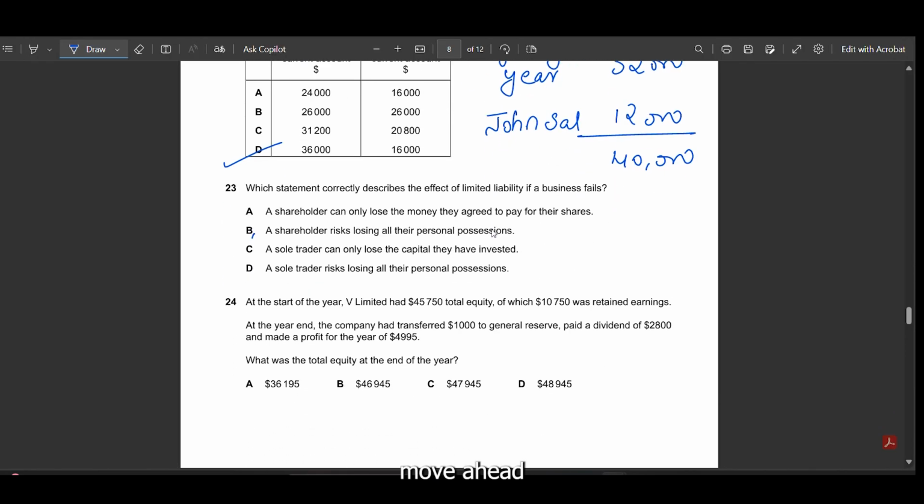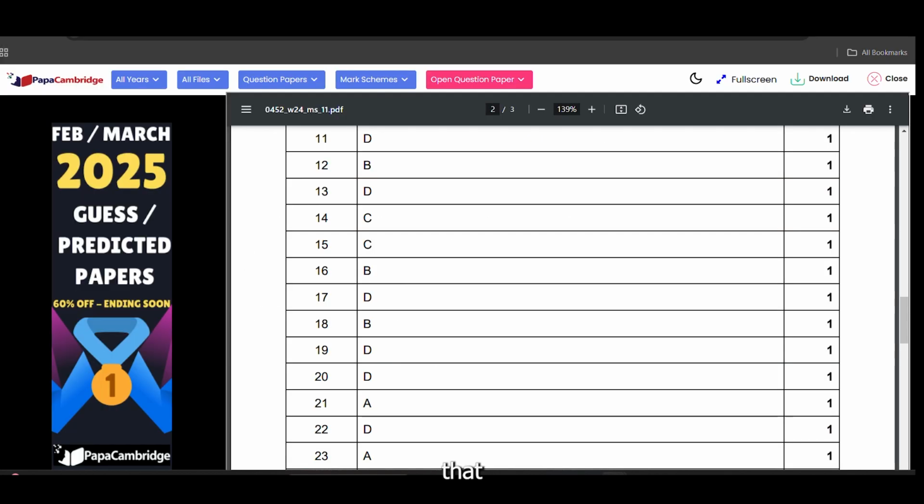Alright, let's move ahead with the next question. Which statement correctly describes the effect of limited liability if a business fails? Again, a nice question. A shareholder can only lose the money they agreed to pay for their shares. Okay, the question is on limited liability, so that's true. Let's also see the other options.